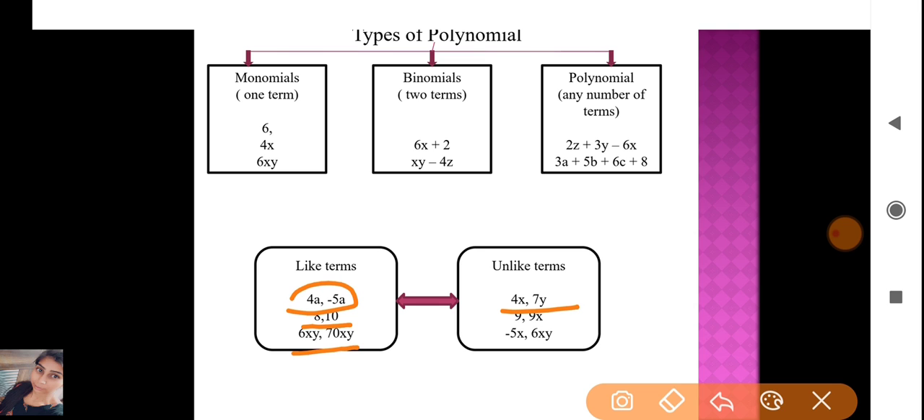In one place you have variable x, in the other one variable y. In the next one, 9 comma 9x, the constant is fixed but the variable is different, so that means again you will get different values. So this is also called unlike terms. x and xy, again unlike terms.